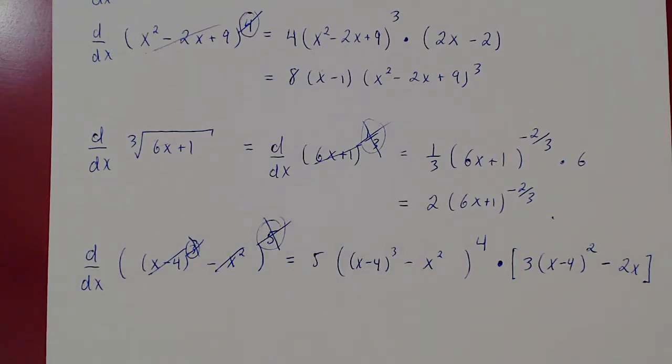We could, if we wanted to here, simplify by squaring this, multiplying by 3 and subtracting 2x, and then see if we can factor, but that's just algebra. I'll leave it up to you. And now we have the derivative. Let's look at this example.